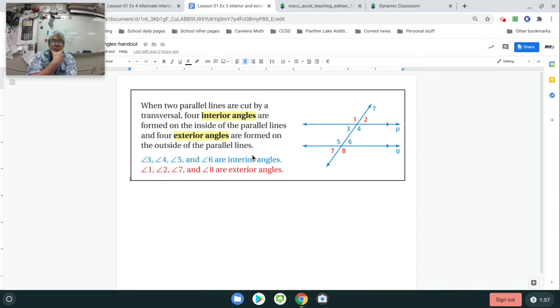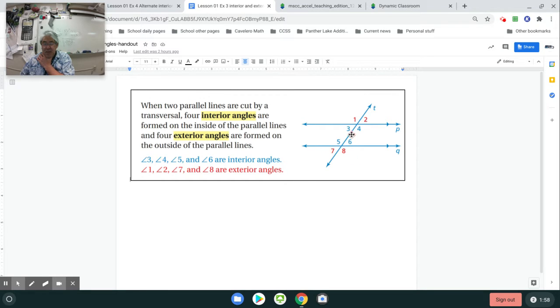Okay, so we got two parallel lines, and we talked about parallel lines, and we talked about corresponding angles. Now we're going to look at the angles differently. We're going to talk about interior angles and exterior angles. So imagine that these two angles over here create an area. Everything inside of this is interior. Everything to the outside of these two parallel lines are your exterior angles.